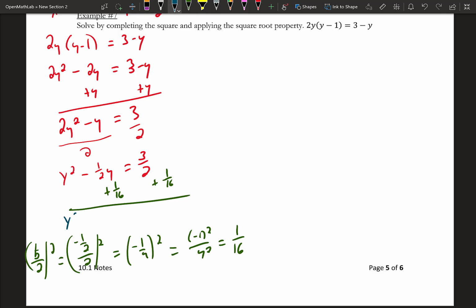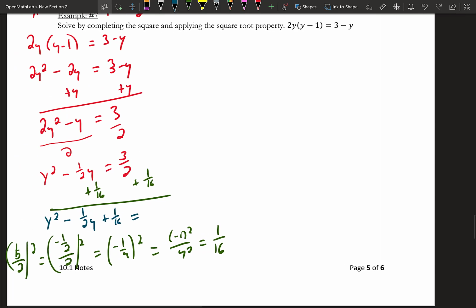So this gets me y squared minus 1/2 y plus 1/16 equals, and then 3/2 is the same thing as 24 over 16, right? If I multiply the top and the bottom by 8. So 24/16 plus 1/16 is 25/16. Right? So then the left-hand side will factor to be y minus 1/4 quantity squared, and that's equal to the 25/16.